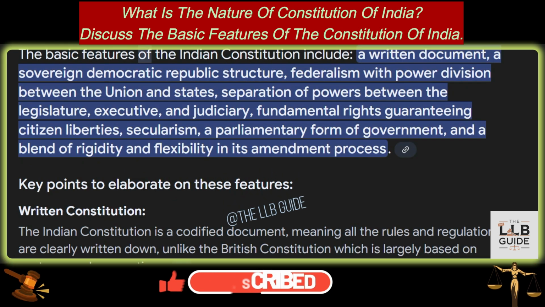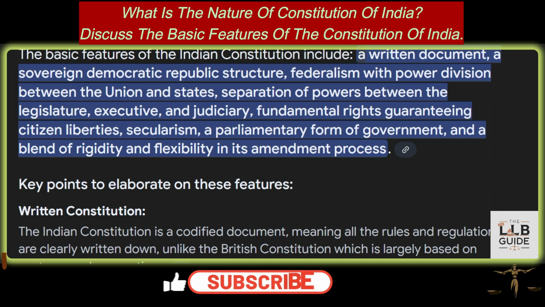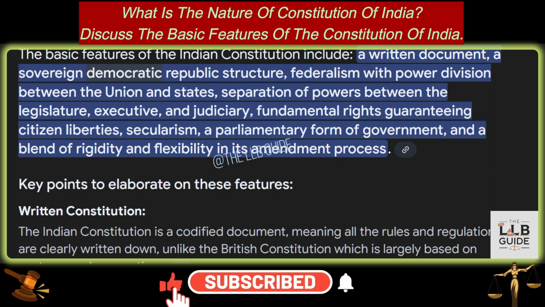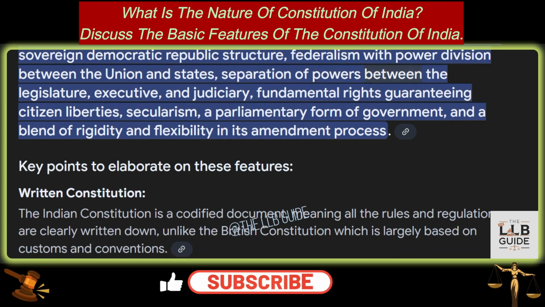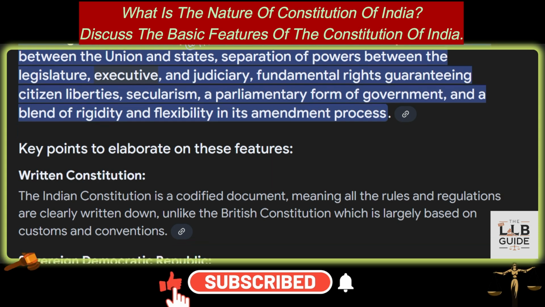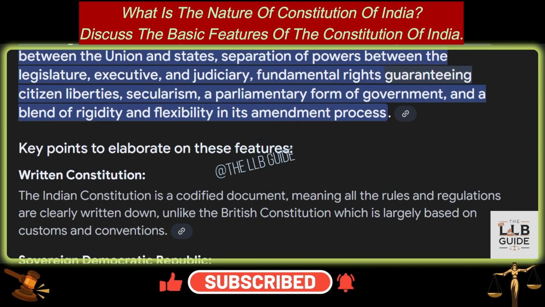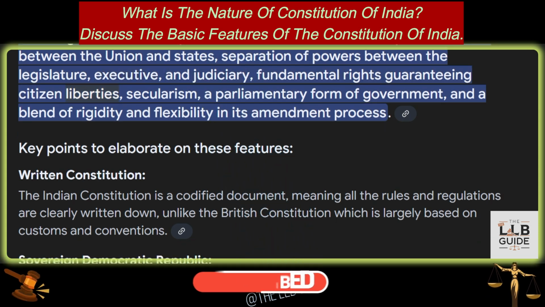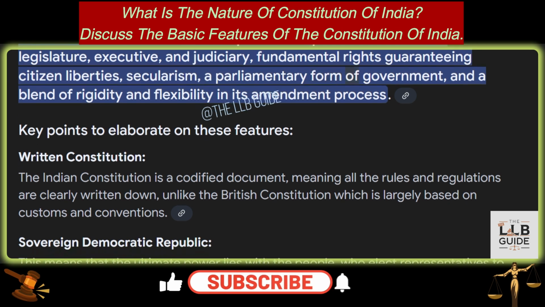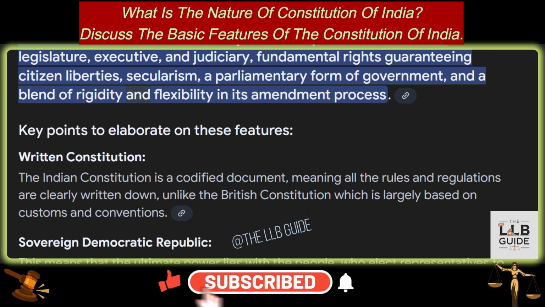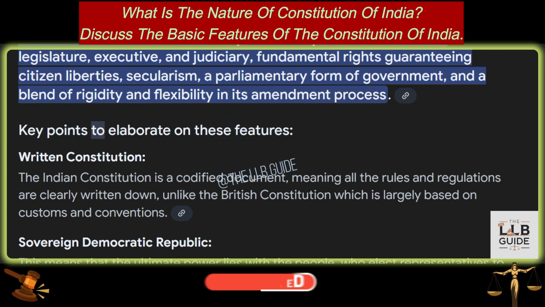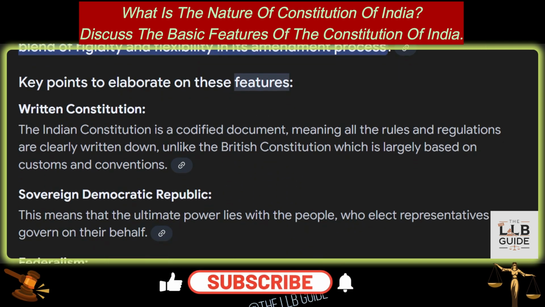The basic features of the Indian Constitution include a written document, a sovereign democratic republic structure, federalism with power division between the union and states, separation of powers between the legislature, executive, and judiciary, fundamental rights guaranteeing citizen liberties, secularism, a parliamentary form of government, and a blend of rigidity and flexibility in its amendment process. Key points to elaborate on these features.